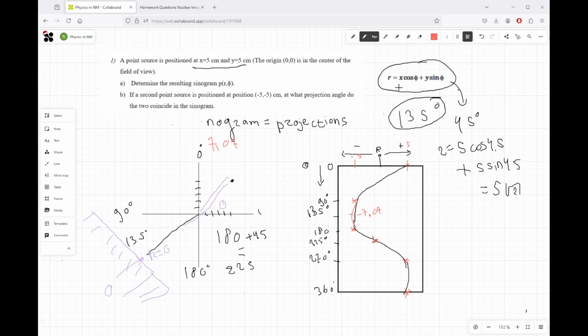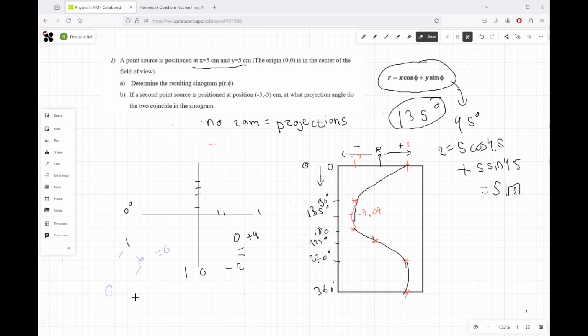But I would suggest to draw it like this, and try to understand and see what is actually happening. All right, so now let's go to question B. It's a little side quest. Let me erase all of this. All right, so the question asks, if a second point source is positioned at minus 5,5, at what projection angle do the two coincide in the sinogram?